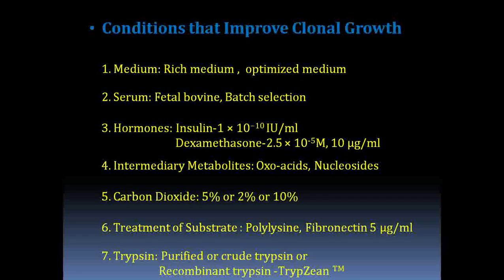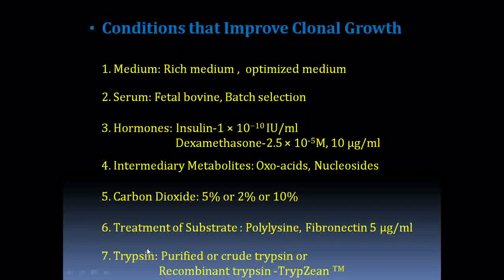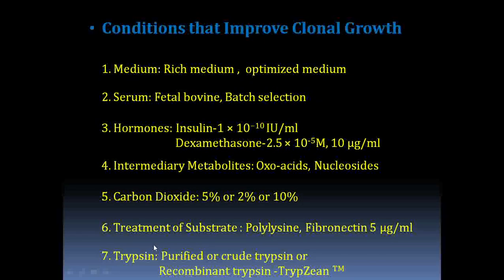The more preferred one is purified trypsin compared to crude trypsin, or else we now have an improved variety, recombinant trypsin. It has a commercial name as well. Fine. So this trypsin is also considered one of the factors that can enhance your plating efficiency. These are the conditions that we should take care of to enhance our plating efficiency.